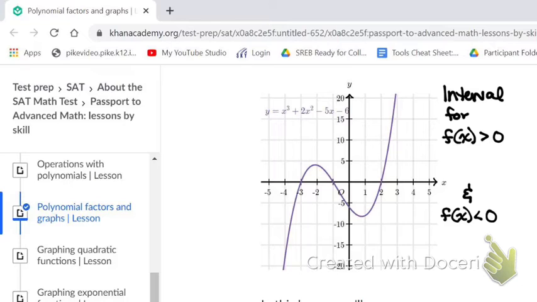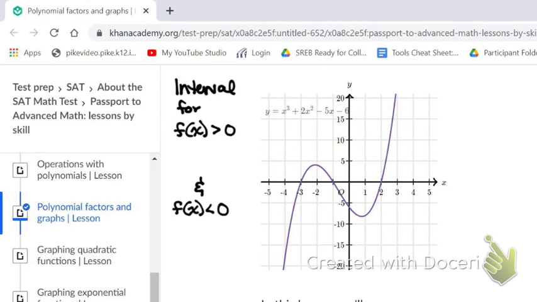So where would I look for where my output is greater than 0? Which side of the x-axis am I looking at? The positive side, the top side. Your sign charts give you the exact same information, or you can get this information off the graph. So if I wanted to know the intervals for where f of x is greater than 0, where on this graph right here is my output greater than 0? -3 to -1, and because I just want to know about where it is strictly above, I'm going to use parentheses, not brackets.